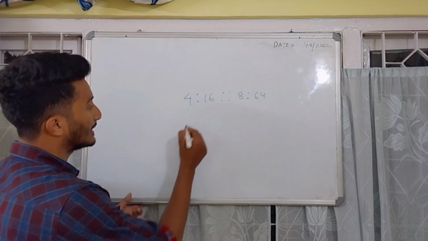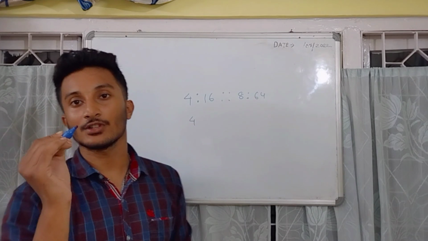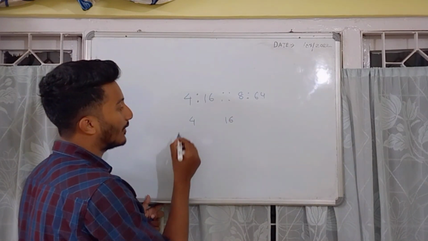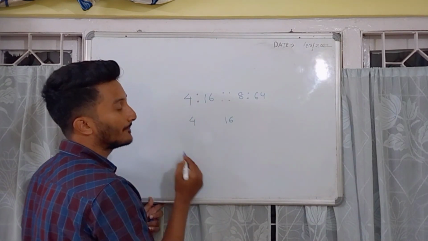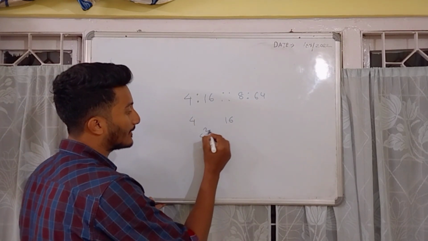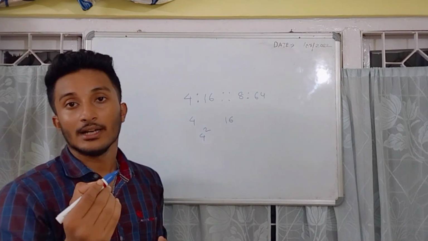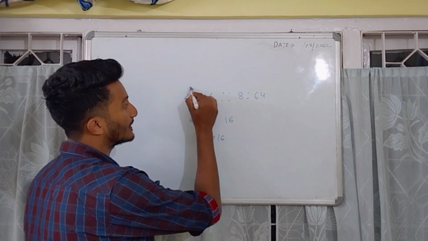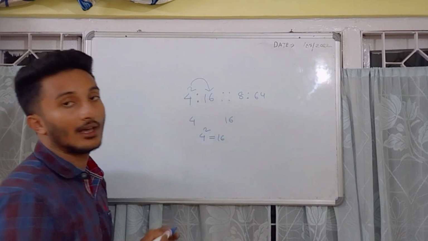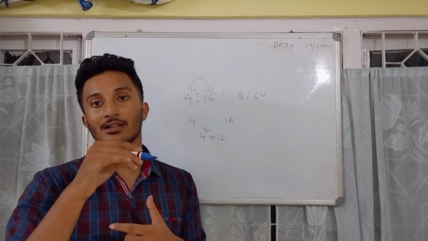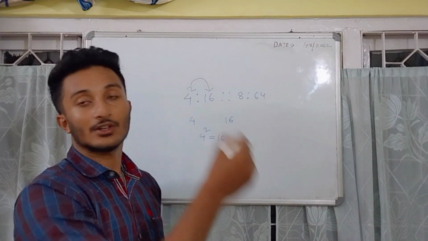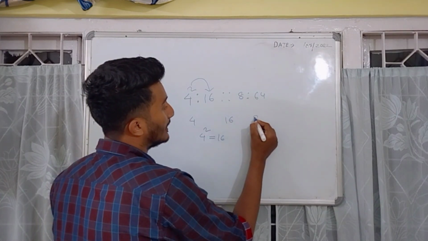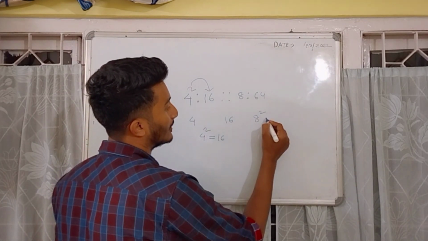Here, as usual, we see the first two numbers. The first two numbers are 4 and 16. How will we get 16 from 4? Very easy concept. Just square 4. If we do the square of 4, then we get 16, isn't it? So when we square the first number, we get the second number. Let us see whether using the same relation we get that in the case of the second two numbers as well. Now if we do the square of 8, do we get 64?